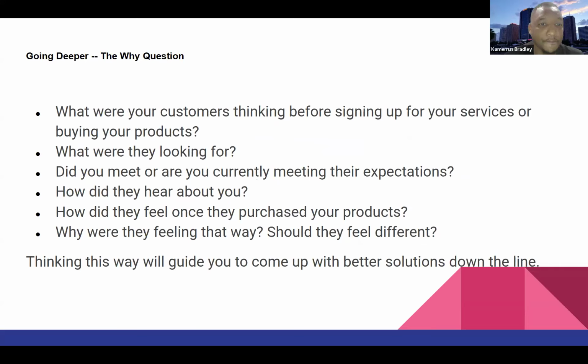All right. Then we're gonna go a little deeper. This is the why. What were your customers thinking before signing up for your services or buying it? What are they looking for? Did you meet or are you currently meeting their expectations? How did they hear about you? How did they feel once they purchased your product? And why were they feeling that way? Should they feel different?